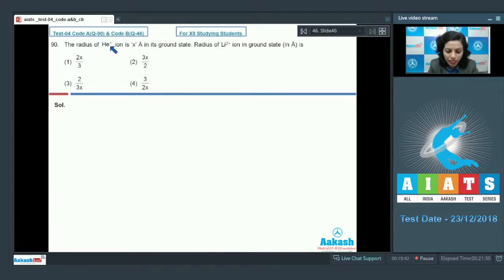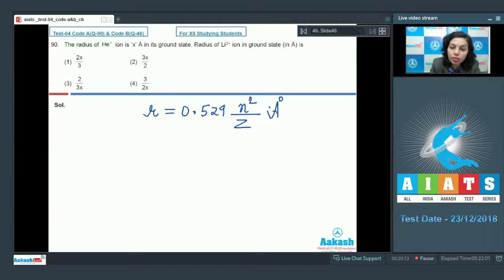The radius of He positive ion is x angstrom in its ground state. Radius of Li2 plus ion in its ground state in angstrom is, we have to find out the radius of Li2 plus ion in ground state. So we should know that the radius for nth orbit is equal to 0.529 n square by Z. This is the formula that we have to follow here, and this value is in angstrom.